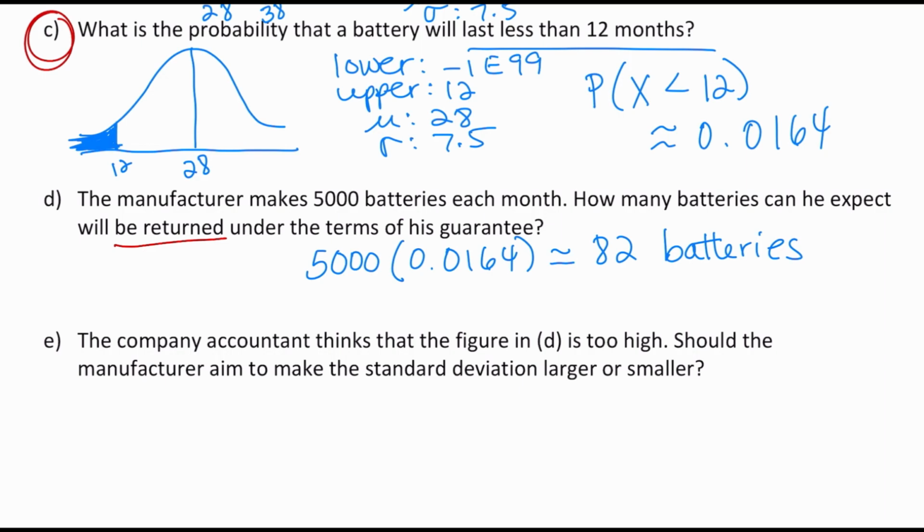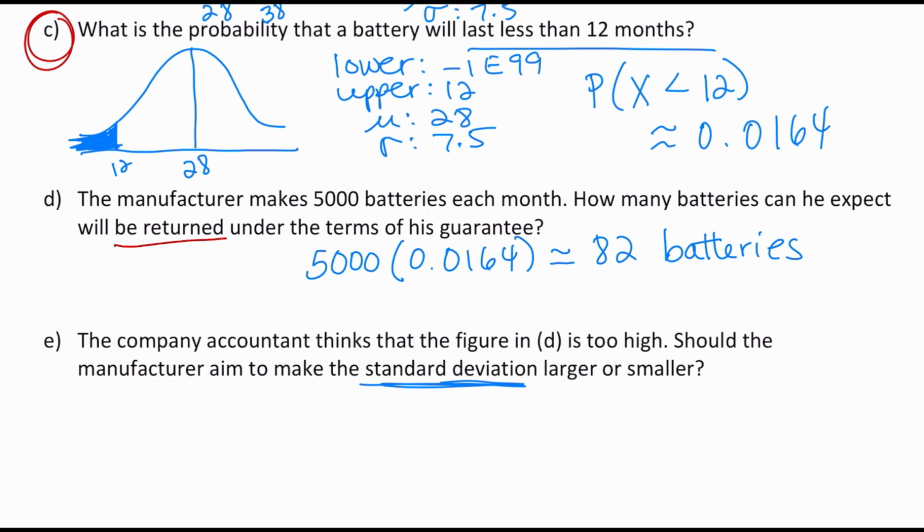Finally, it says the company accountant thinks the figure in D is too high. So returning 82 batteries out of 5,000 that are sold, and the accountant is thinking that number is too high, we're losing money, should the manufacturer aim to make the standard deviation larger or smaller? Remember, the standard deviation is the average distance of each value from the mean. It tells you how spread out the data is. The bigger the standard deviation, the more spread out your data. And the smaller your standard deviation, the less spread out your data is, so the closer it is to your average.